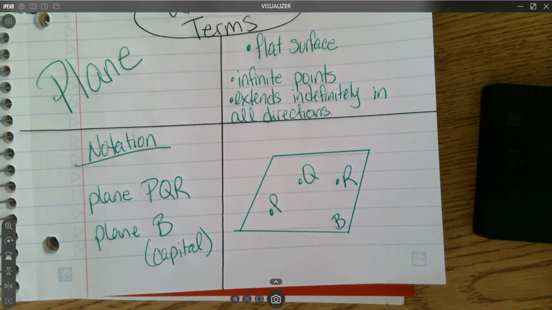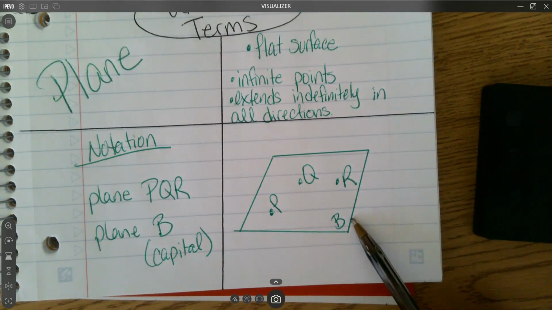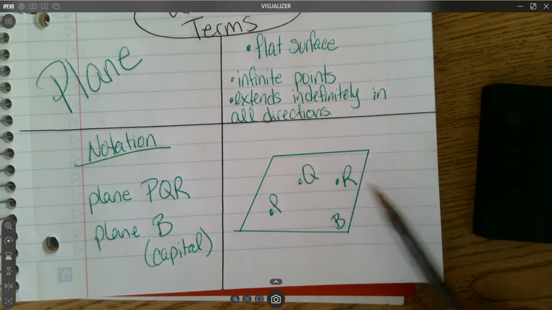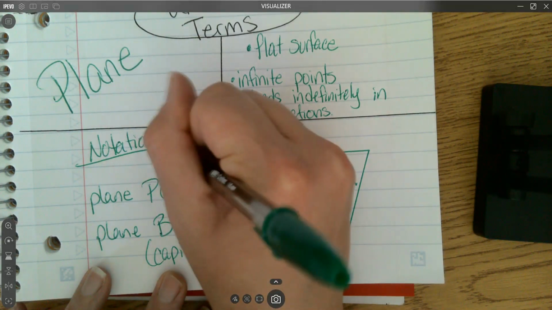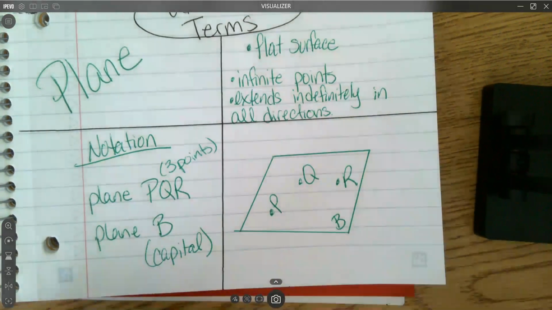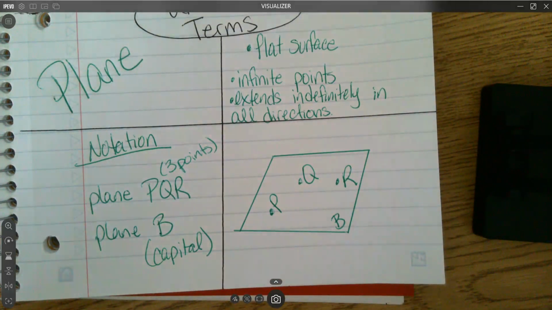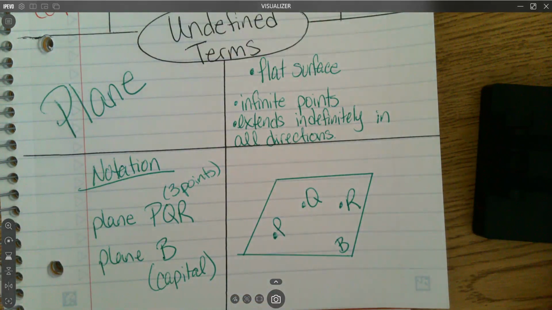Okay, some of us go by nicknames, right? So some of us have more than one name that we go by. This plane could be called plane B, or it could be called plane PQR. And just choose 3. I think I forgot to put that. So 3 points off of the plane. I could have 10 points labeled. Just pick 3. It does not matter which ones. Okay?